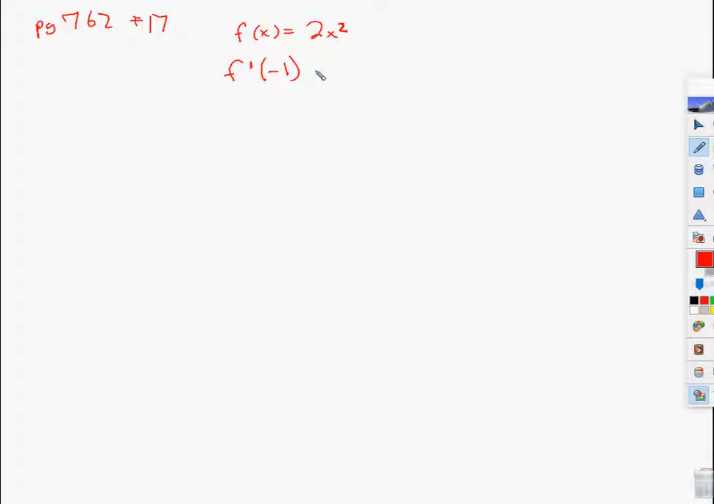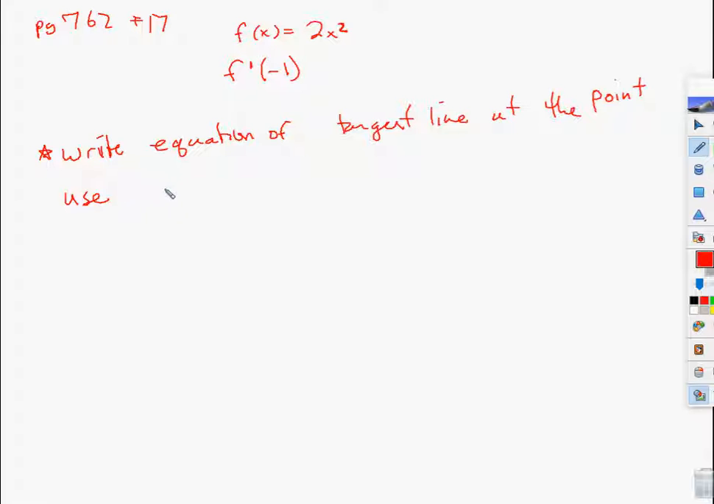The directions of the book are asking us to graph the function and to write the equation of the tangent line at the point. So the direction is saying write the equation of the tangent line at the point. That means we're going to need to use the equation of a line. Point slope form will probably be the easiest to use for this.